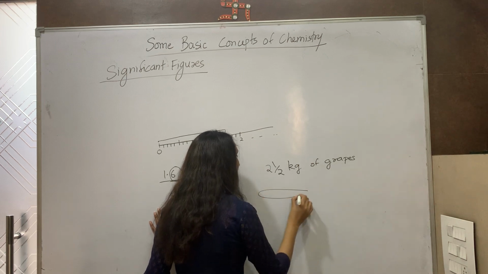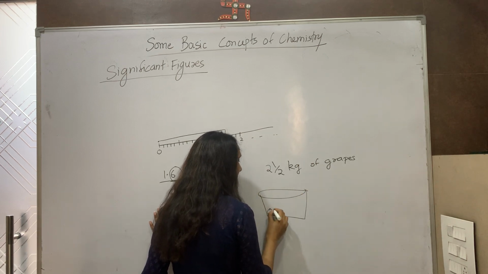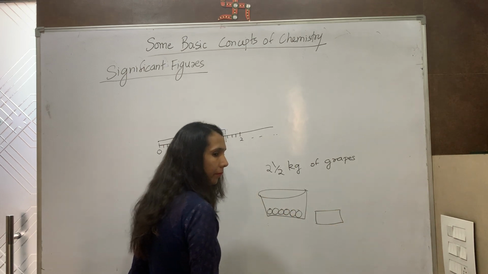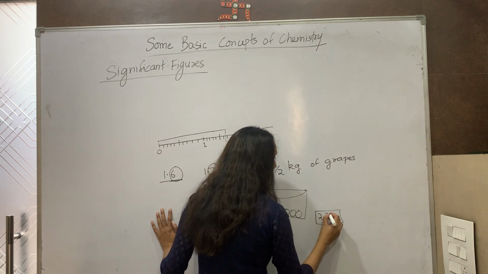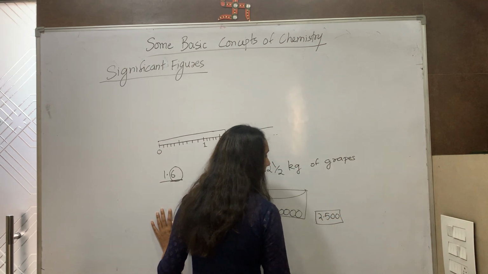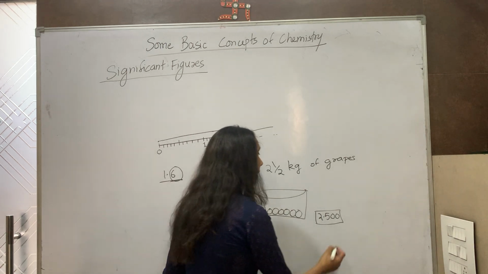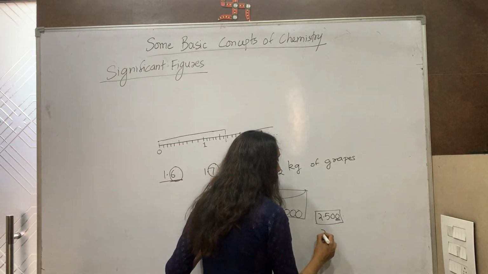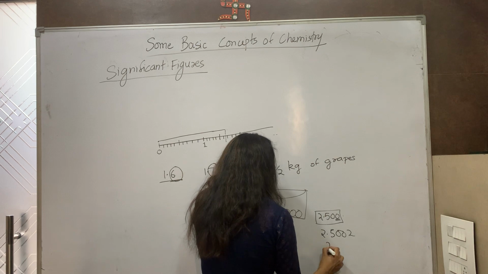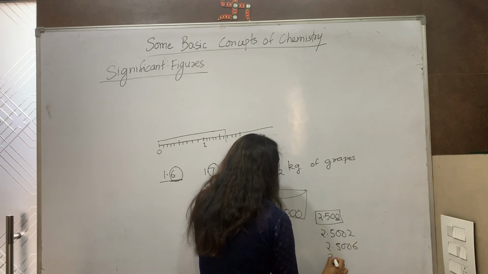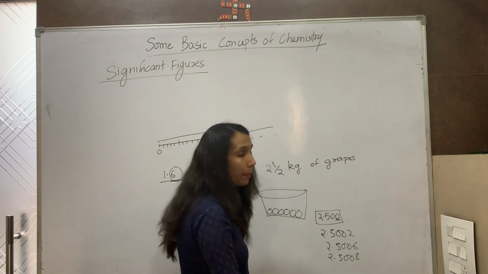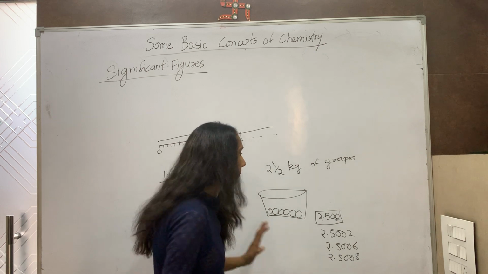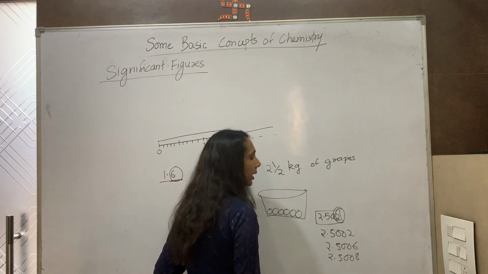So he put the grapes in the pan on the digital balance. And here I could see the reading. The reading said 2.500. But after the 0, I don't know how many more it can be. It may be 2.5002, it may be 2.5006, 2.5008. But the measuring instrument can measure only till 3 decimal places. That means this last digit is uncertain.